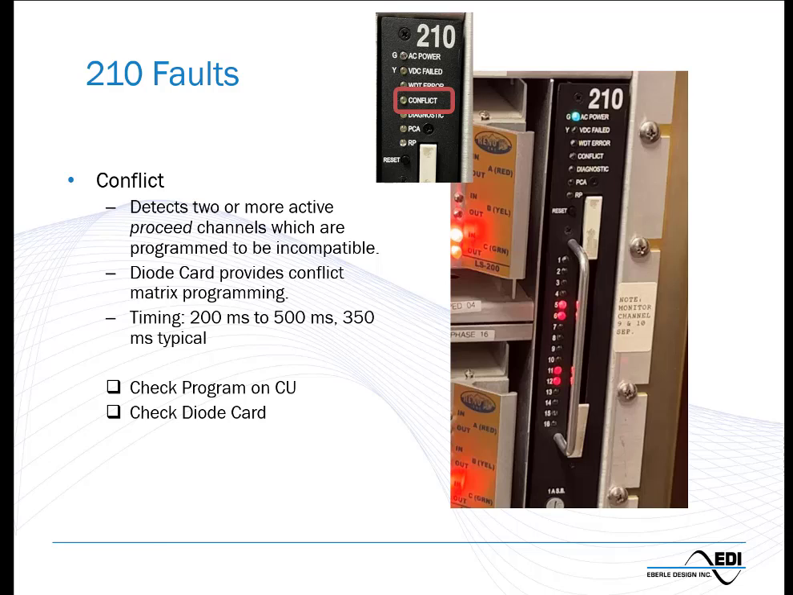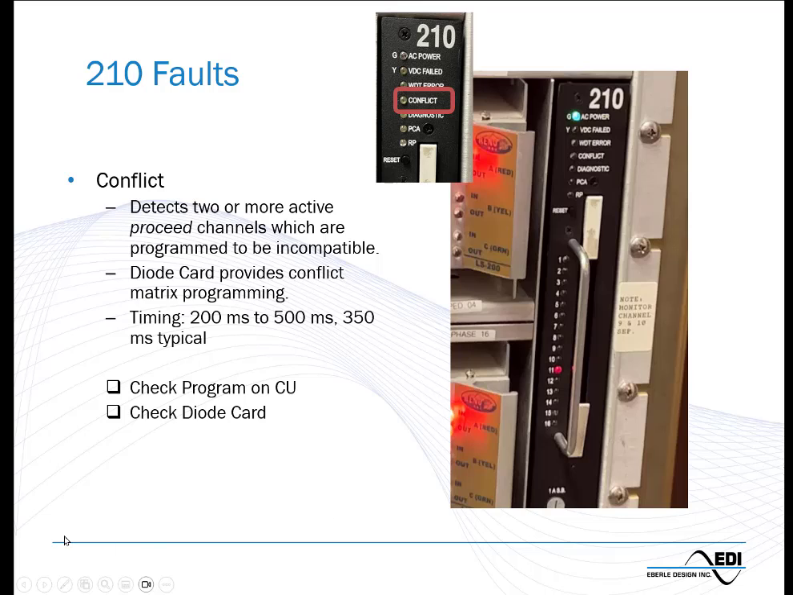The next is a conflict. A conflict is looking for two channels that are not compatible. When you program your diode card, you want to make sure that you have your matrix set correctly, so you pick up conflicts between channels. When this happens, we just put a fault in, and if you notice, it says it's on 2 and 11. It's letting you know that the monitor diode card has said that 2 and 11 is not permissive.